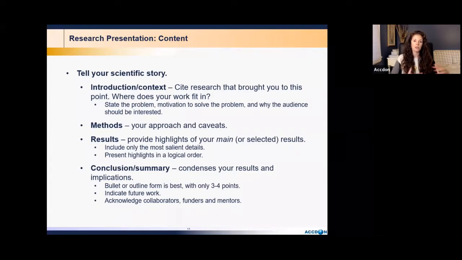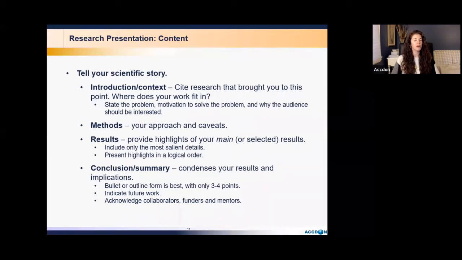Again, you want to cite previous research as well as yours if available that's brought you to this point in your research, and then identify where your work fits in. And then from there, you need to make it very clear. You need to state the problem, the motivation to solve that problem, and why the audience should be interested. Again, this is a universal suggestion for everyone drafting scientific talks.